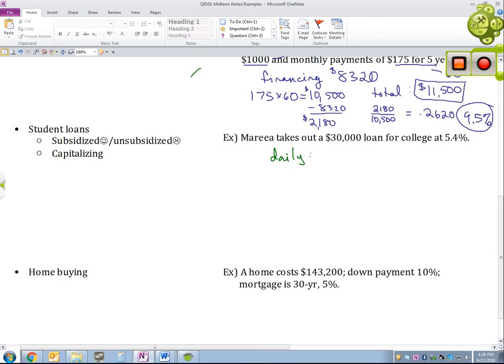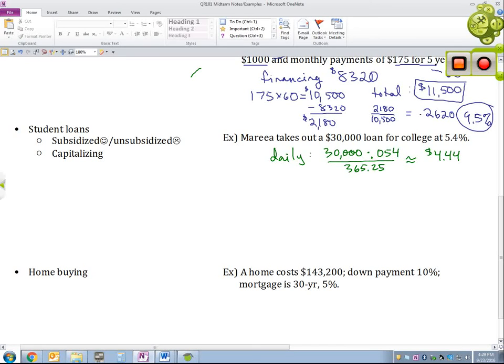So for the daily interest, we're multiplying the $30,000, okay, times the interest rate, which is 0.054, okay? We're not multiplying times any amount of time because we're just looking in 1 year, so T is essentially 1. That's from the simple interest formula. And we're dividing by 365.25. The 0.25 is for leap year. Okay, so that comes out to be about $4.44, okay? So every day that she is in school, her loan is adding $4.44 to the balance, okay?